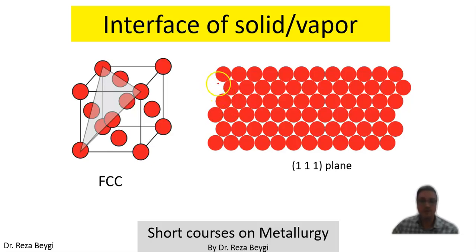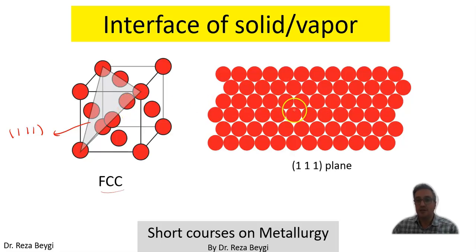In this video, I am going to talk about the interface of solid vapor when we set a certain crystallographic plane as the free surface. And in this video, I am going to talk about the FCC crystal structure. This is the unit cell of FCC crystal structure, along with a plane with the indices of 1, 1, 1 shown on this unit cell.